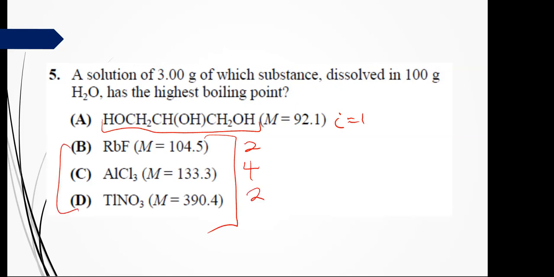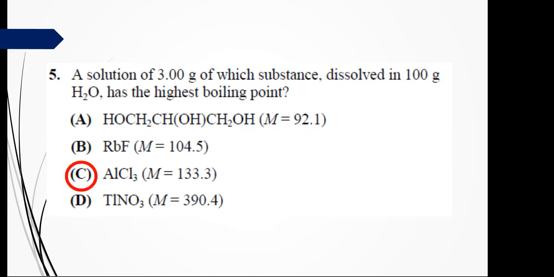And then between B and D, we know that B is going to be better. But between C and B, we know that C is going to be better. So when we look at it, even though its molality or its molar mass is smaller, because it only makes 1, it's not 4 times smaller for its molar mass. So the highest boiling point is actually going to be C.